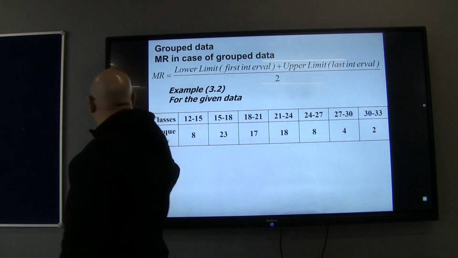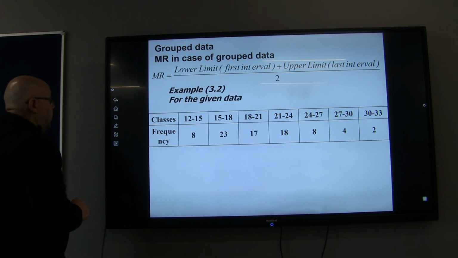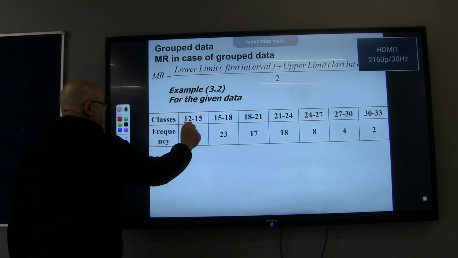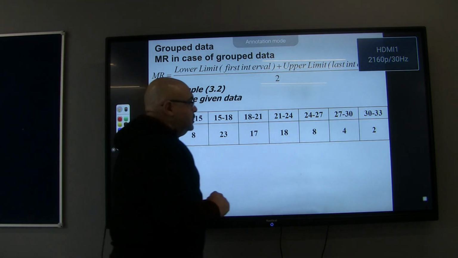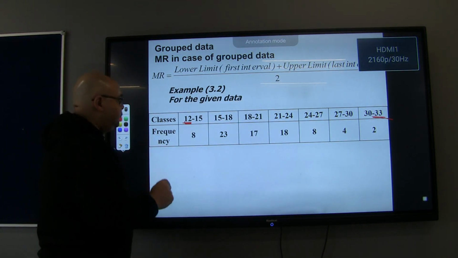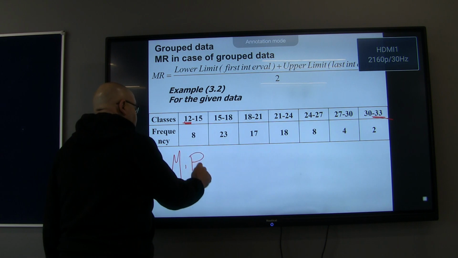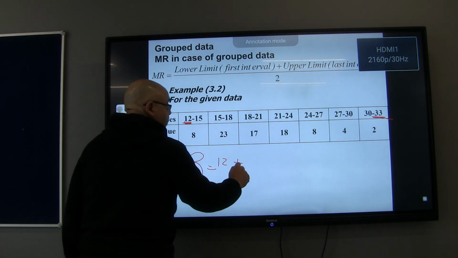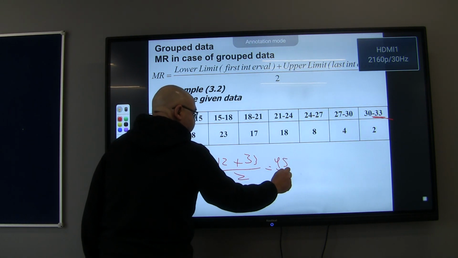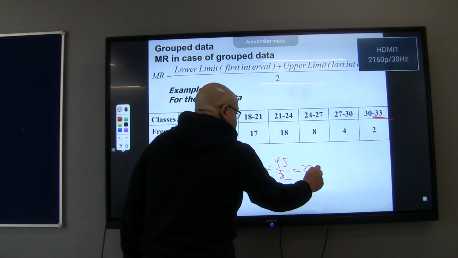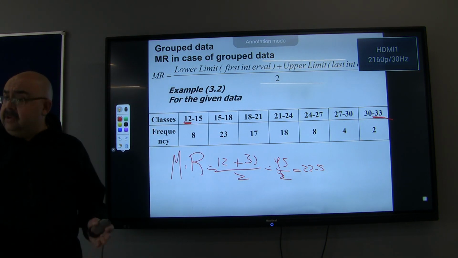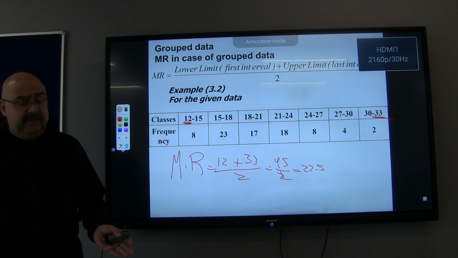All I have to do is to get the lower limit of the first interval. This is the first interval, so I'm going to identify 12 plus the upper limit of the last interval, which is 33. So simply the mid-range will equal 12 plus 33 divided by 2, which is going to come up to 45 over 2, which is going to be 22.5. That's the value of your mid-range. As you can see, it's really, very fast, very, very simple.